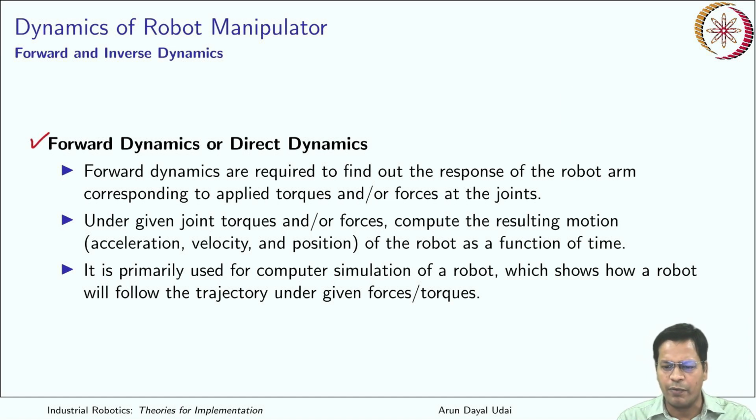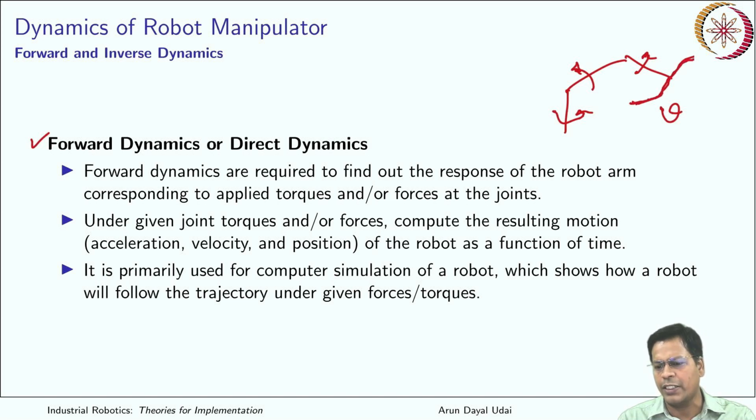So if you have a robot, and you have certain torques over all the joints, how is the end effector going to behave? Is it going to move with a certain velocity which is uniform all over, or is it going to have increasing velocity at the beginning, go at a constant speed, then decelerate and finally come to a stop? Everything will be defined by the kind of joint torques and forces at the robot joints. So that is what forward dynamics is.